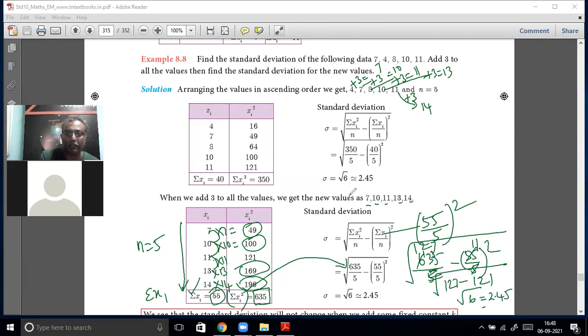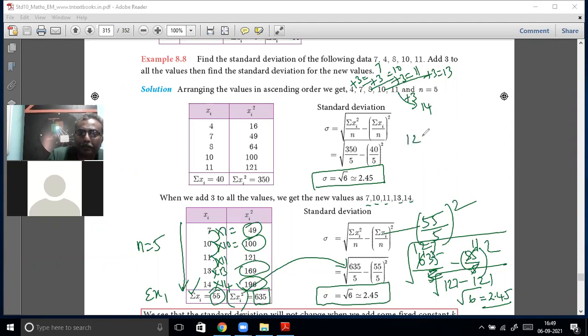Now, what is this comparing? First one also 2.45. Now also standard deviation 2.45. See, you added 3 to everything. What did you do? Why did the standard deviation not change? Can you tell me why the standard deviation did not change?